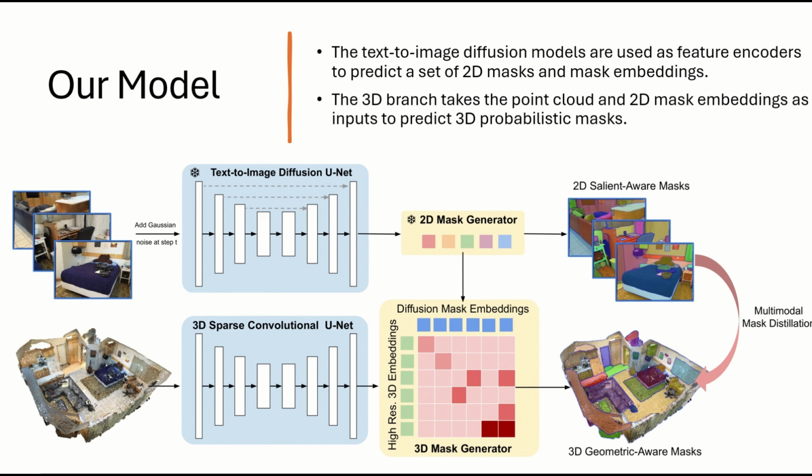The 3D branch takes the 3D point clouds as inputs and produces high-resolution 3D feature maps. The 2D mask embeddings are used as semantic queries. Specifically, we compute the cosine similarity between each of the 2D mask embeddings and the 3D feature to generate a heat map for 3D masks. Finally, we use a mask distillation loss to force the 2D and 3D branch to make consistent predictions.